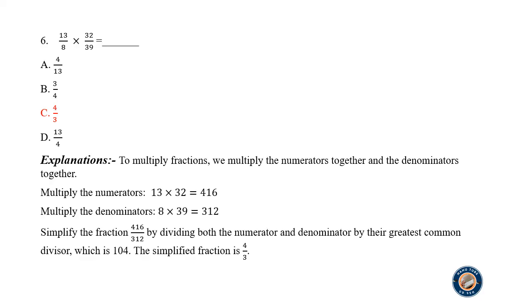To multiply fractions, we multiply the numerators together and the denominators together. Multiply the numerators, 13 times 32, which is equal to 416, and multiply the denominators, 8 times 39, which is equal to 312. Simplify the fraction 416 over 312 by dividing both the numerator and denominator by their common divisor, which is 104. The simplified fraction is 4 over 3.